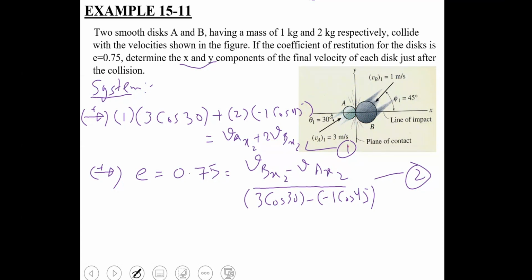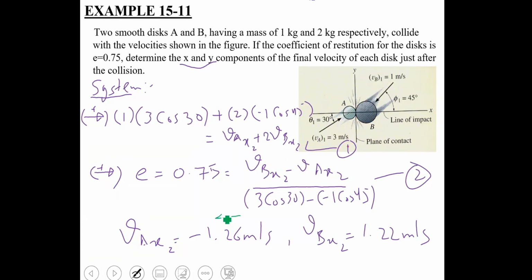By solving these two equations simultaneously, you can get the value of VAX2 as -1.26 meters per second. Similarly, VBX2 comes out to be 1.22 meters per second. This negative sign indicates that the component of particle A's velocity along the line of impact is going to be in this direction. Particle A's component will be on the left side, and particle B's on the right side. Are these two steps clear to all of you?